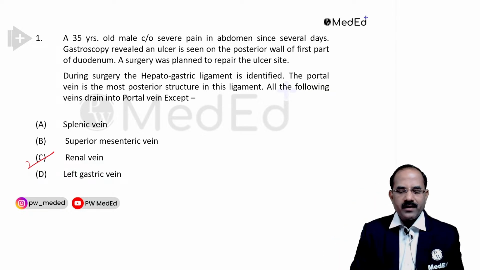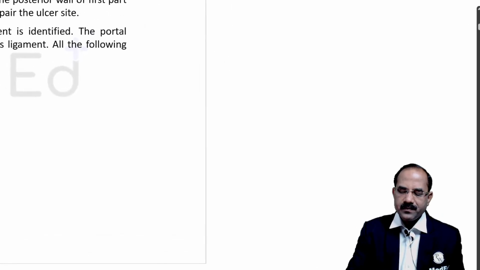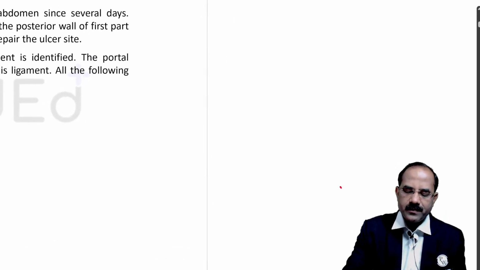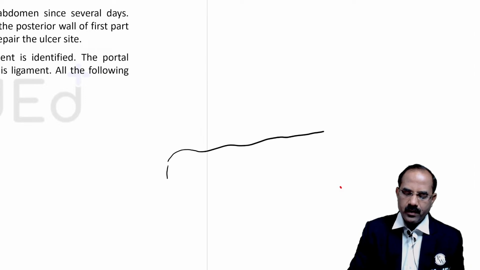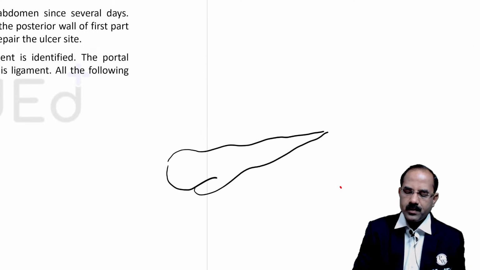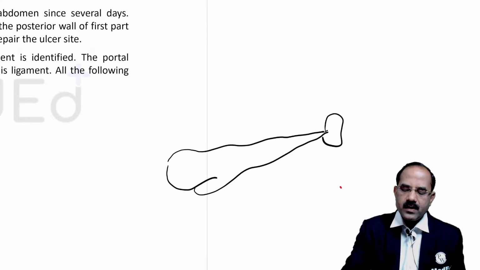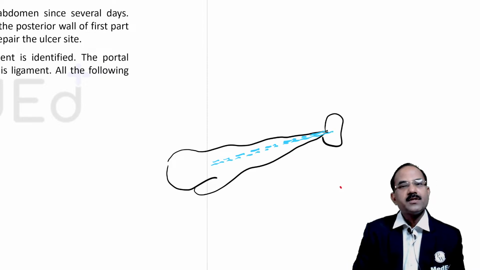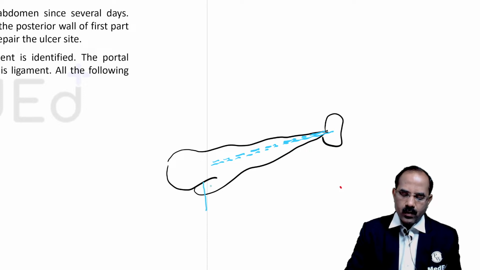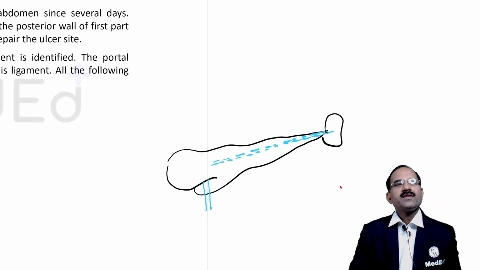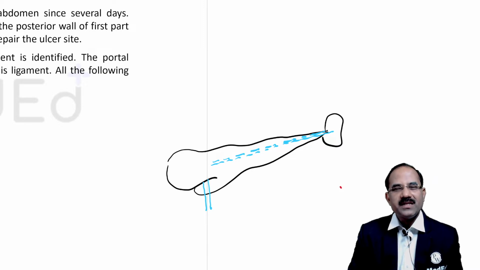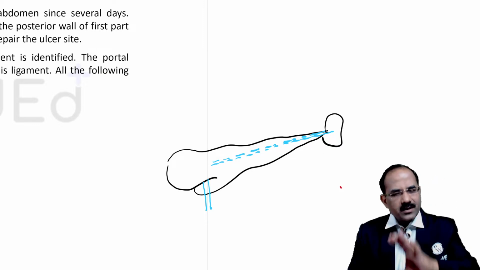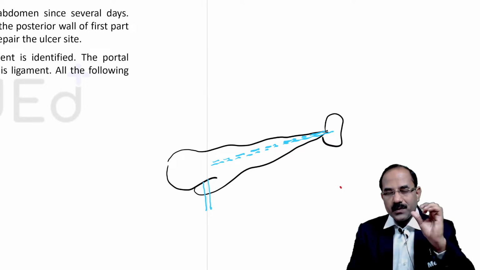Something about the portal vein that we understand. Have a look at this. Some important things about the portal vein. Now, if that's the head, that's the neck, that's the body and tail of the pancreas, and that's the uncinate process here. Now, what is this vein which lies behind the body of the pancreas? That's the splenic vein. And the vein which lies over the uncinate process, what is this, students? The superior mesenteric vein.